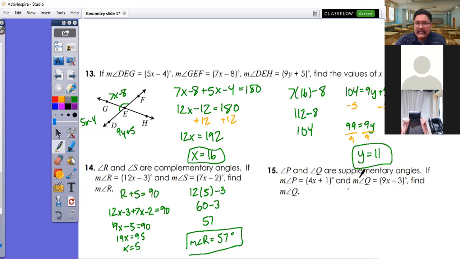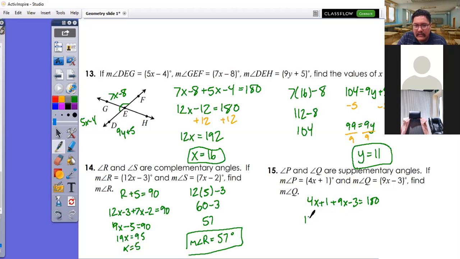All right, last one for now, and then we'll take off from here for the next one, just so we stay with the scheduled times. P and Q are supplementary, which means they are 180 degrees. So this 4x plus 1, P and Q should add up to 180 degrees. And they want us to find the measure of angle Q, so that's going to be this one here. So once we find out what X is, we're going to have to plug it into that one. So let's see what we got.